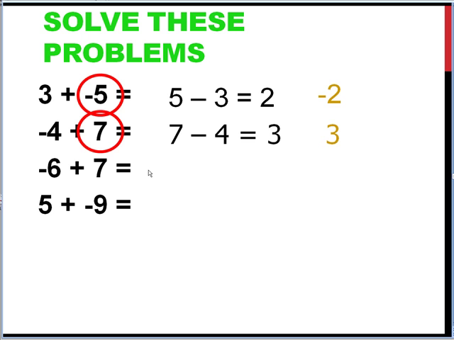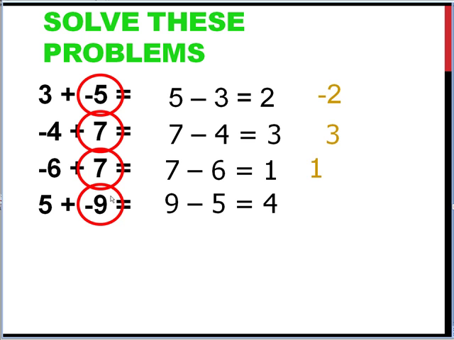Negative 6 plus 7, I subtract. 7 take away 6 is 1, and the 7s win. And then the last one is, sorry, that was out of order. 9 take away 5 equals 4, and in this case the negatives win, and so we get negative 4. Okay, so that's the two rules for adding. So adding the same signs, adding different signs.